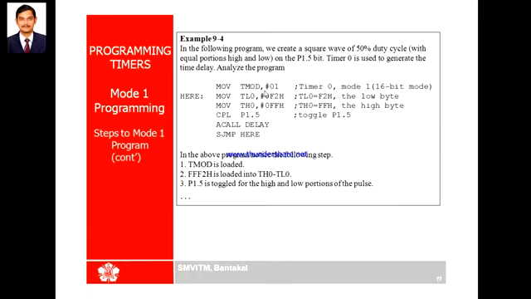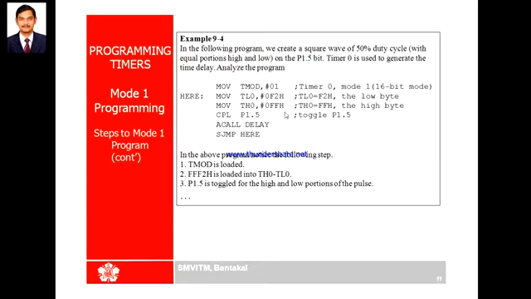Starting with this, we have to select timer 0 and mode 1, the 16-bit mode. For that, this instruction we are supposed to use. We move the 01 data immediately to the TMOD register, which is an 8-bit register. By doing this, we are selecting timer 0, mode 1, which is a 16-bit mode.